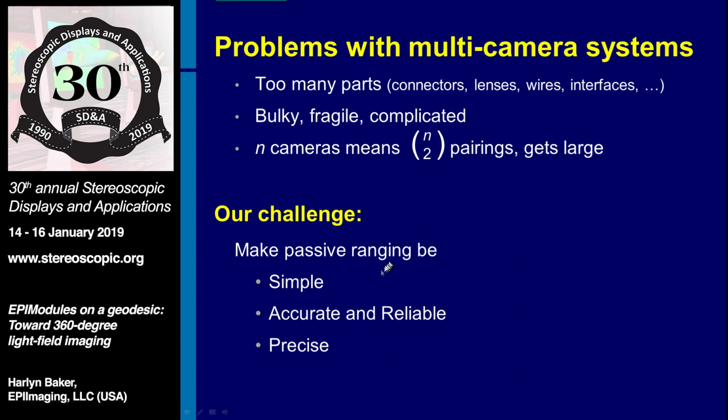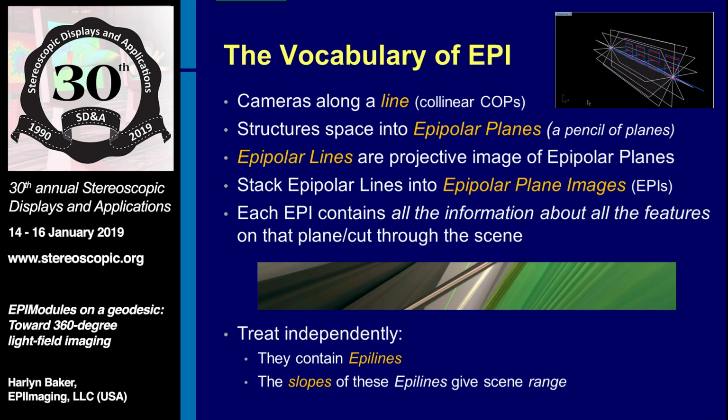So the goal here was to develop and demonstrate technology that was simple, and the simplicity would come through getting rid of the search. So no search involved in doing 3D and passive imaging. Get accurate and reliable results, become predictable in some sense, and be precise, for example, by having larger baselines without incurring the harder task of doing matching.